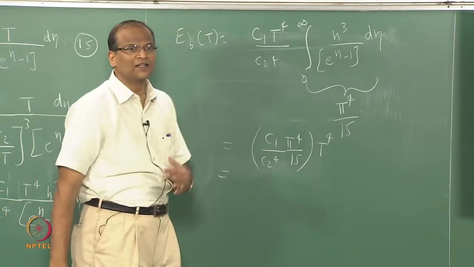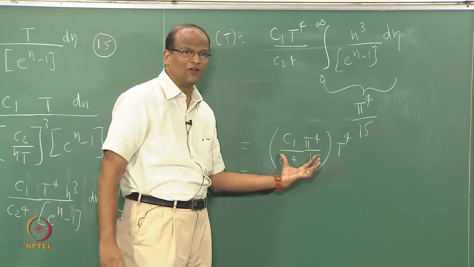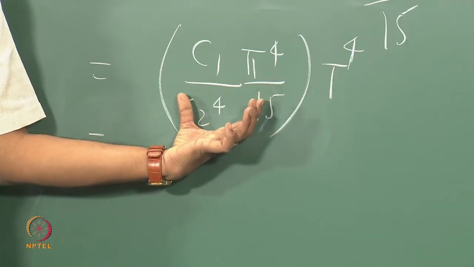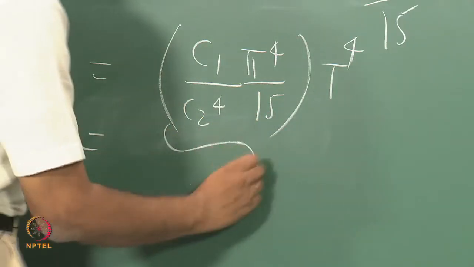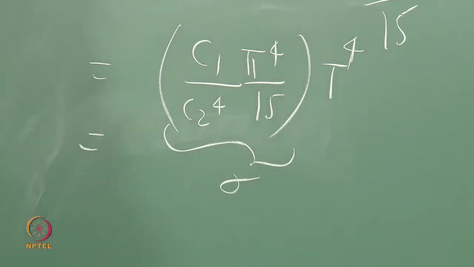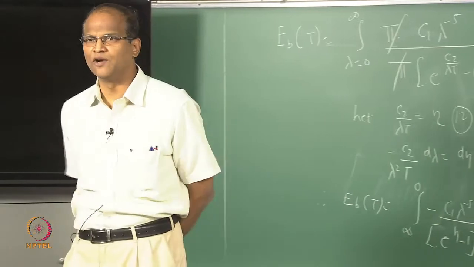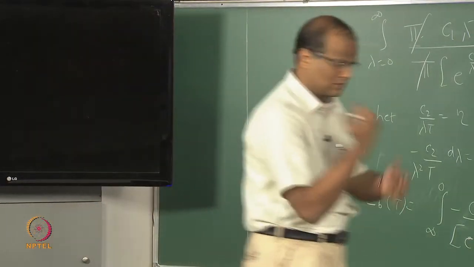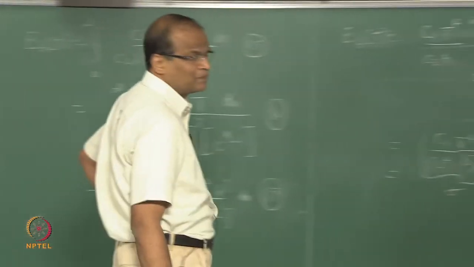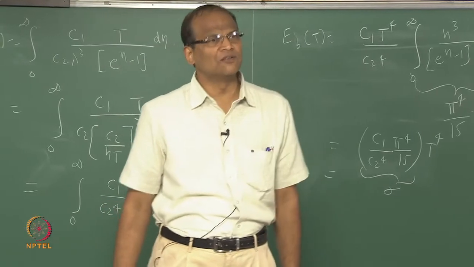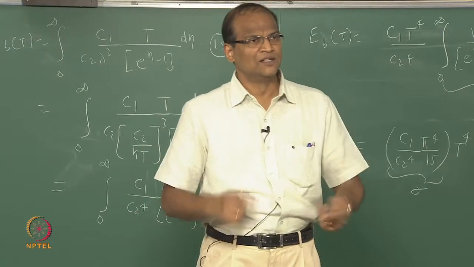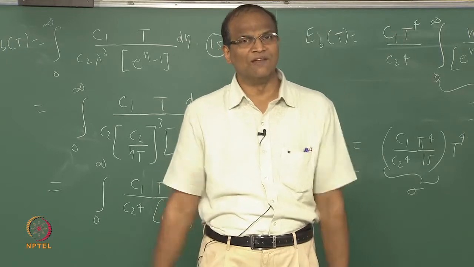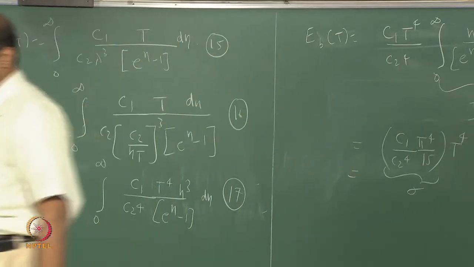Now pull out your calculators and check for yourself whether you get a value of 5.67 × 10 to the power of minus 8, because this is your sigma, the Stefan-Boltzmann constant. You know the value of C1, you know the value of C2, you know the value of pi, 22 by 7. Just check it out. But C2 may be in micrometer Kelvin, so convert it into 10 to the power of minus 6. C2 to the power of 4 means 10 to the power of minus 24. All right, just check it.